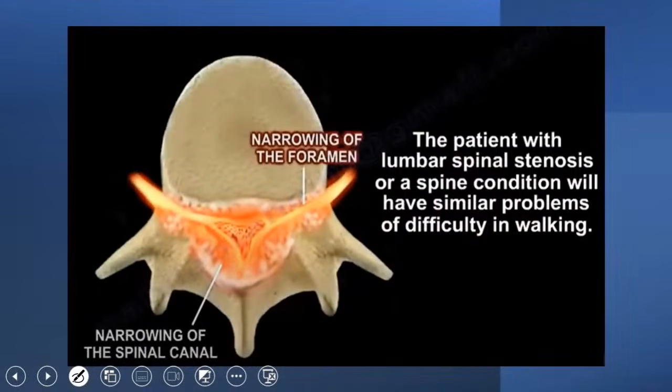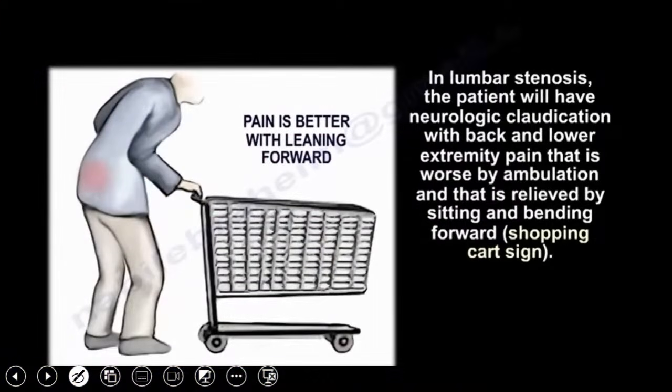The patient with lumbar stenosis has similar walking difficulty to the hip, but they are not identical, though they do have walking difficulties. They will be arched, with their back flexed. They have neurogenic claudication. They have the shopping cart sign.